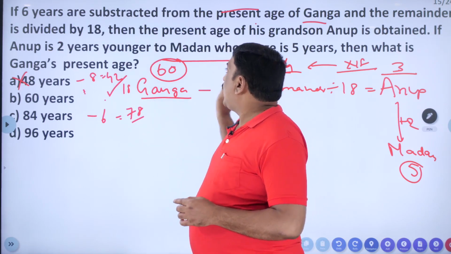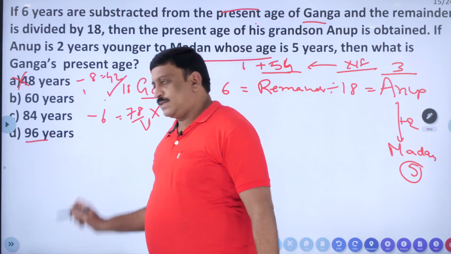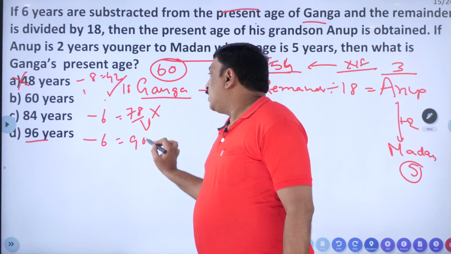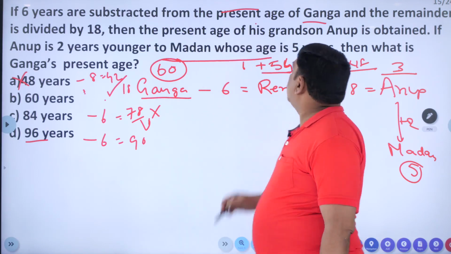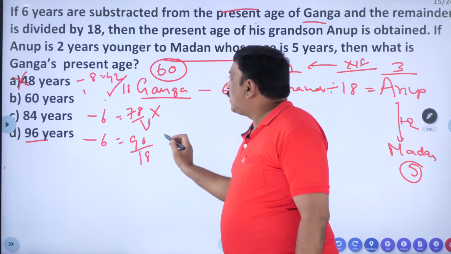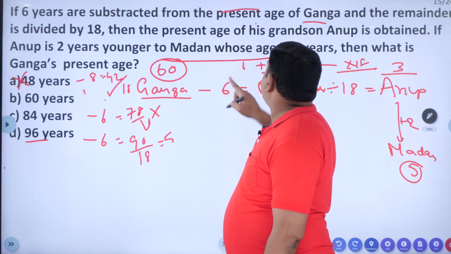78 is divided by 18? No, definitely not. Okay, 96. Remove 6, it becomes 90. Is it divided by 18? Yes, right? So the remainder is divided by 18. That means it is 5. Right? That is the present age of his grandson.